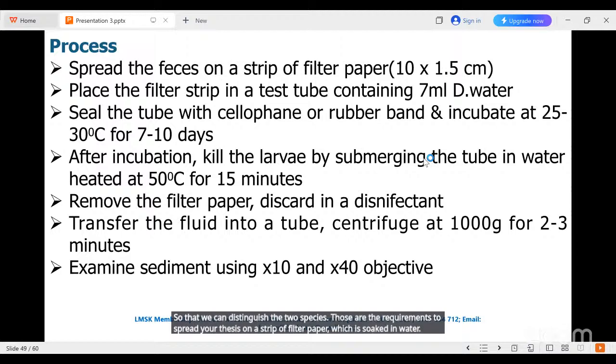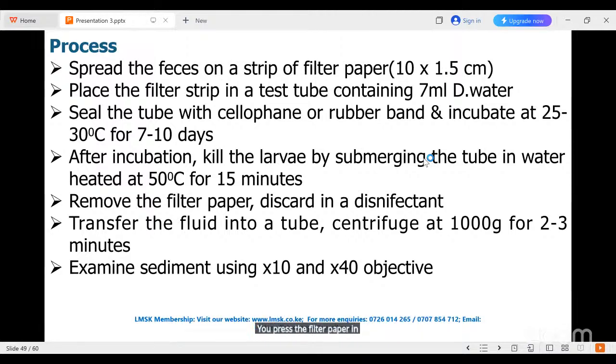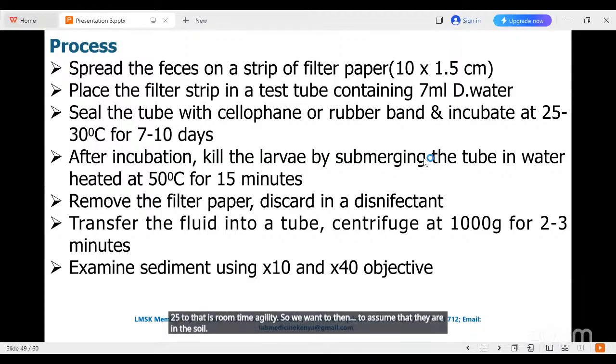You place the filter paper in a container, a 7 ml tube that has 7 ml distilled water. You seal it using cellophane or a rubber band. You incubate at room temperature, 25 to 30 degrees, which is the temperature in the soil. So we want to assume that they are in the soil and they are hatching.